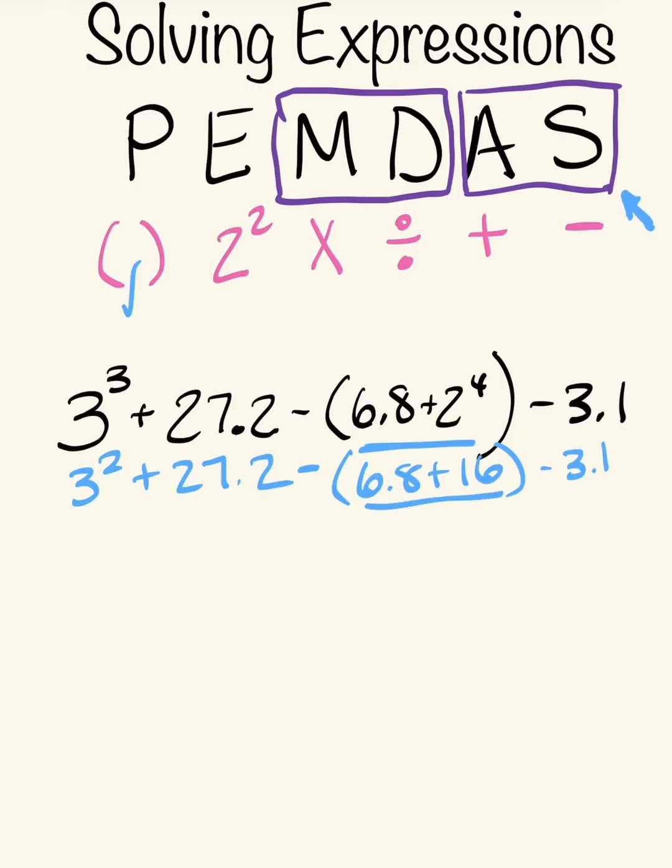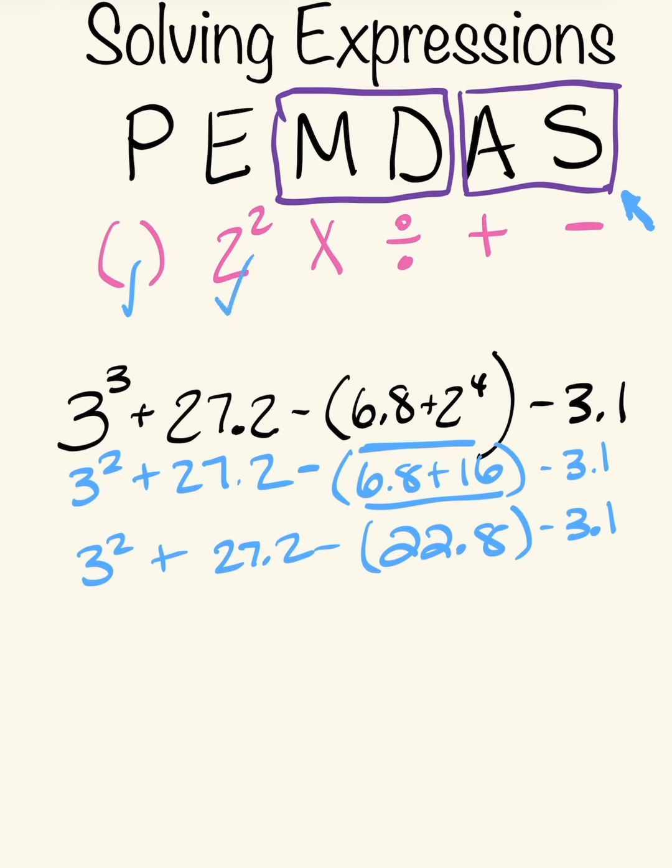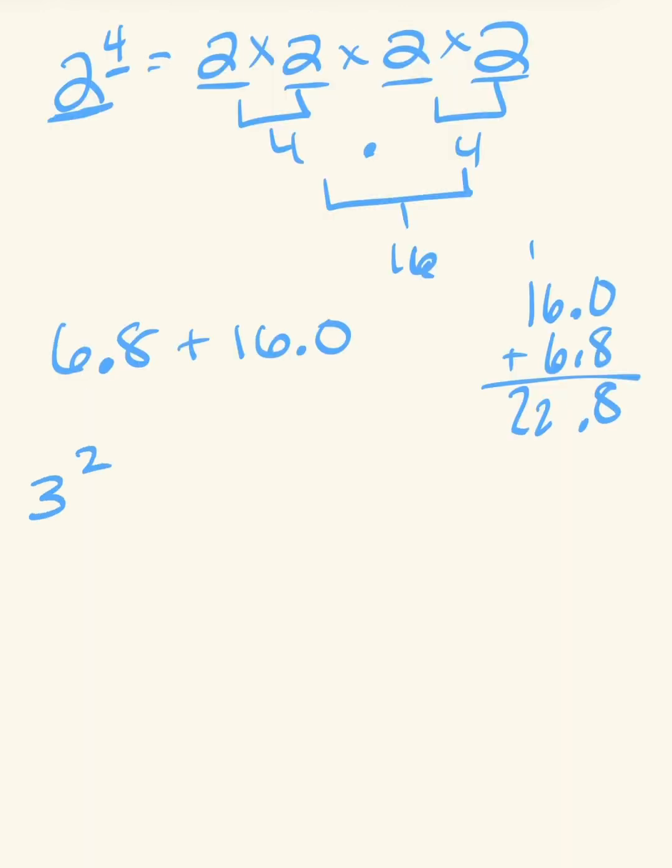Now my parentheses becomes 22.8. That was in the parentheses, 3.1, and 3 to the 2nd power. Now, exponents. We're going to take care of the exponents. There is an exponent here, so I want to solve 3 to the 2nd power.